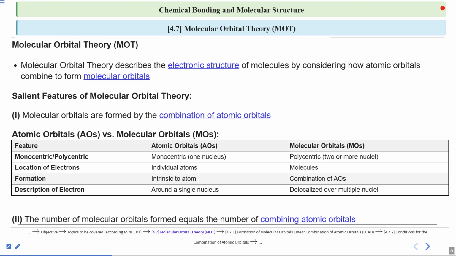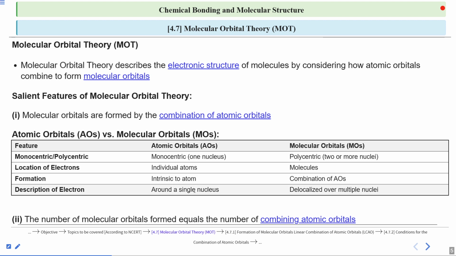Now this point is similar to the case of hybridization. There also we said that the number of hybridized orbitals formed is equal to the number of atomic orbitals combining. Same point here, the number of molecular orbitals formed will be equal to the number of combining atomic orbitals. So I am trying to point out the differences and the similarities between our previous theories and our modern current theory, which is very accurate in explaining almost all of the molecules.